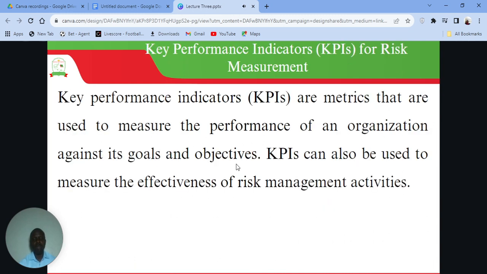Now we have something we call key performance indicators for risk measurement. Key performance indicators are just metrics that are used to measure the performance of an organization against its goals. If we have goals and objectives that we intend to achieve as an organization or as a supply chain department, for example, we need to have what we call key performance indicators.